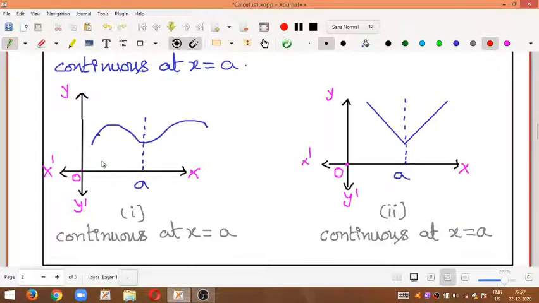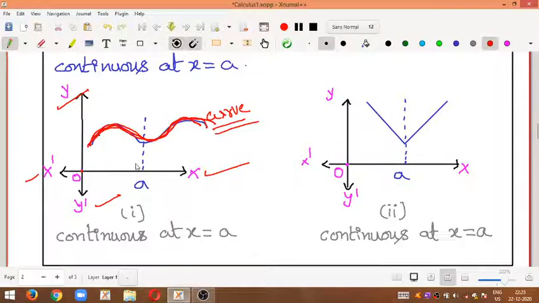First one, see here, this is the x-axis and this is x dash, this is y dash, this is the origin. Next, one curve is there, this is the curve. So this curve is cutting, intersecting at x equal to a. So that's why this is not stopped, this is continuous, this is not breaking. See here, this is not broken. So that's why this is continuous at this point A.